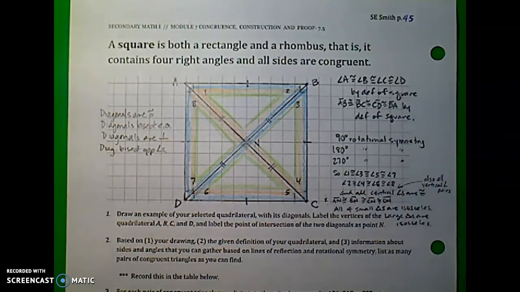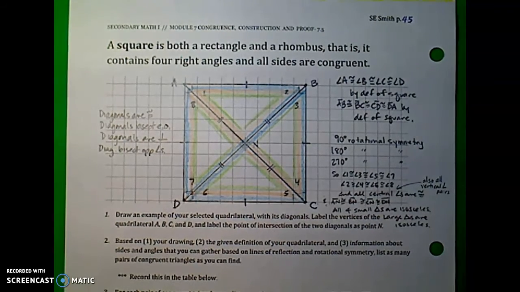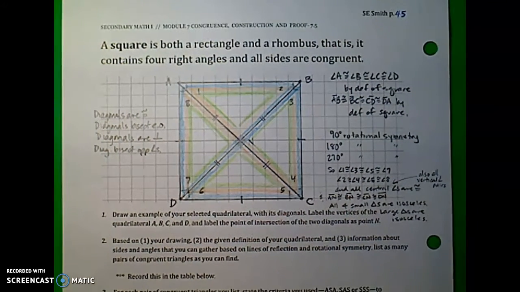So here's the square. We're on page 45. I would like for you to, you can try this on your own if you would like, in a similar way that we did the last two pages. So if you want to pause the video and work on that on your own and then come back, I'm going to just review the answers here that I have on my worksheet.